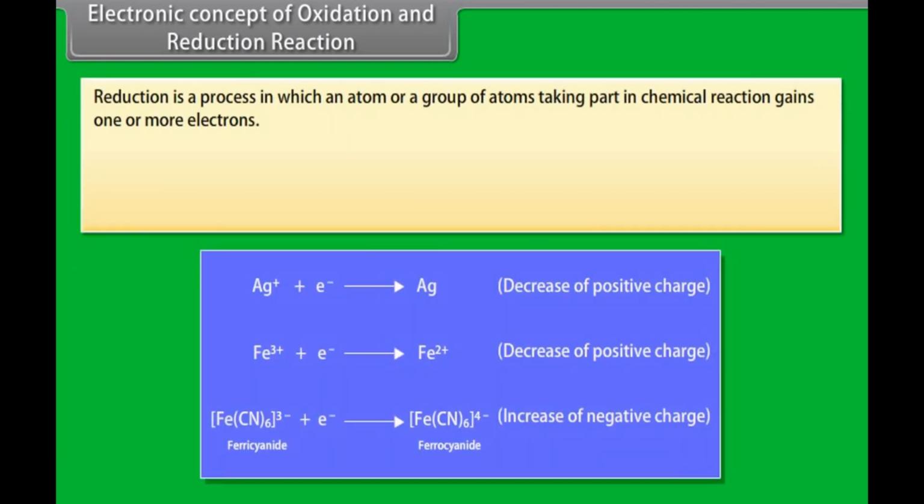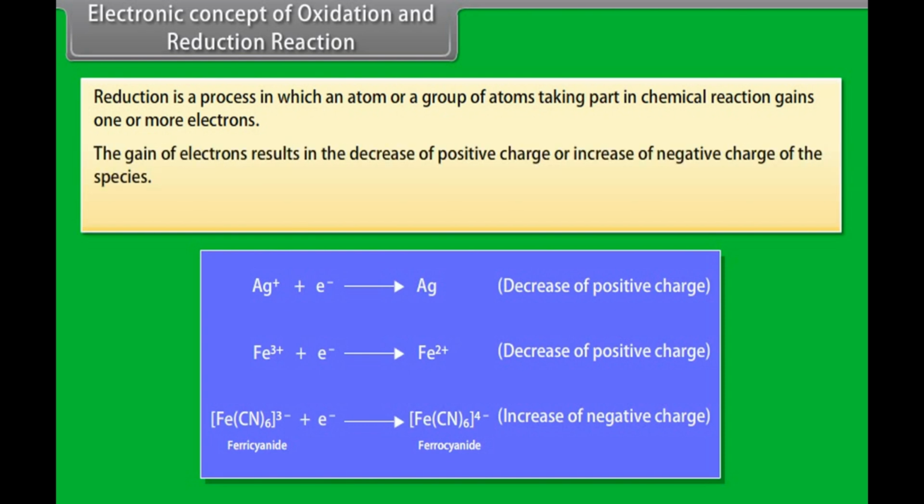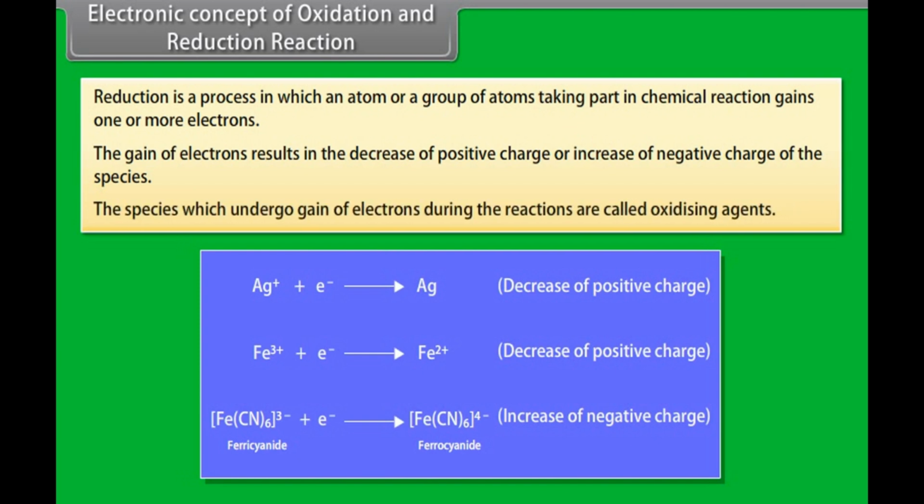Reduction is a process in which an atom or a group of atoms taking part in chemical reaction gains one or more electrons. The gain of electrons results in the decrease of positive charge or increase of negative charge of the species. The species which undergo gain of electrons during the reactions are called oxidizing agents. Ag+, Fe3+, Fe(CN)6 3- are oxidizing agents in these examples. Simultaneous occurrence of oxidation and reduction.